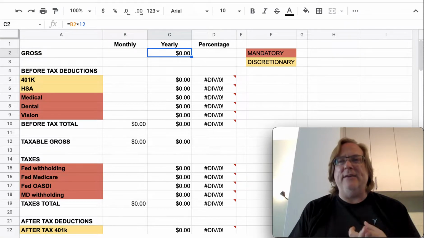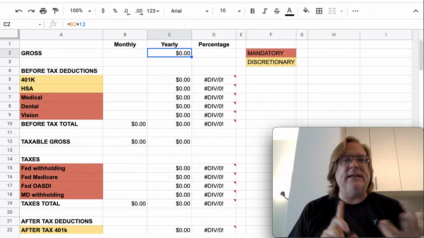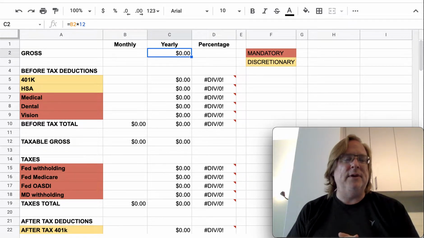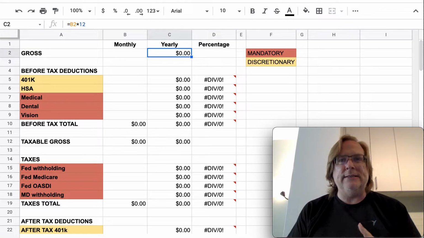And I'm not a financial planner. This is not financial advice. This is my experience and my personal spreadsheet and how I keep my own expenses organized.